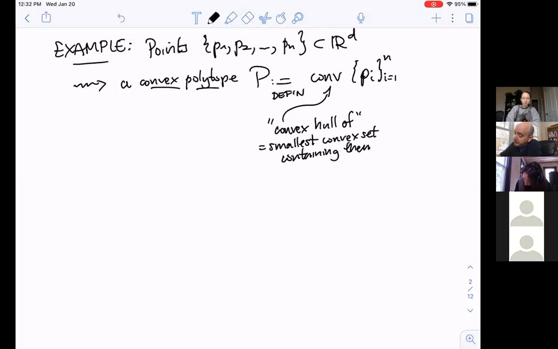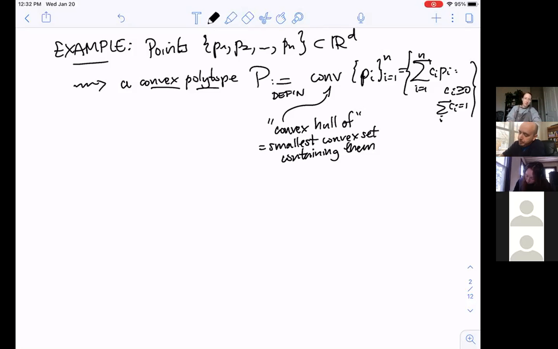It's all the convex combinations of them. Let me write it that way. So it's the set of all things that you could get by taking the sum of c_i P_i, i goes from 1 to n, where the c_i are non-negative reals and their sum is 1. That's what's called the convex combinations of those points.